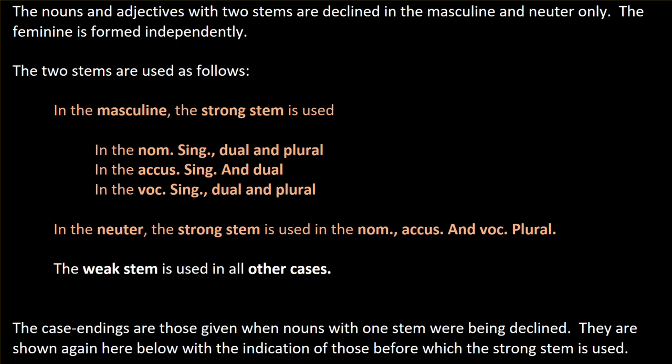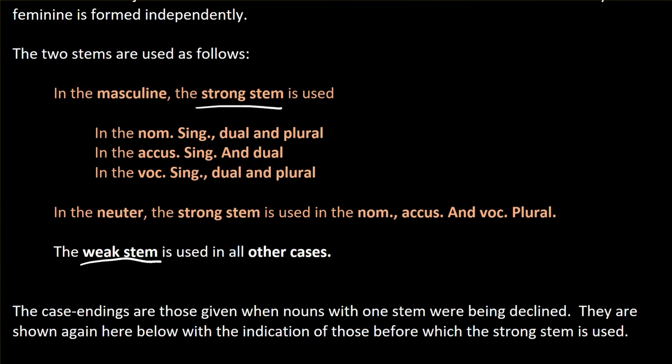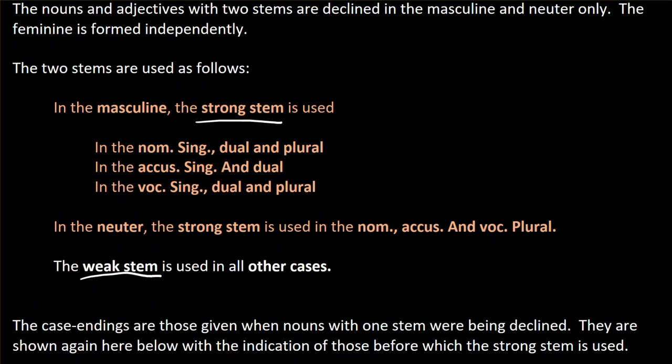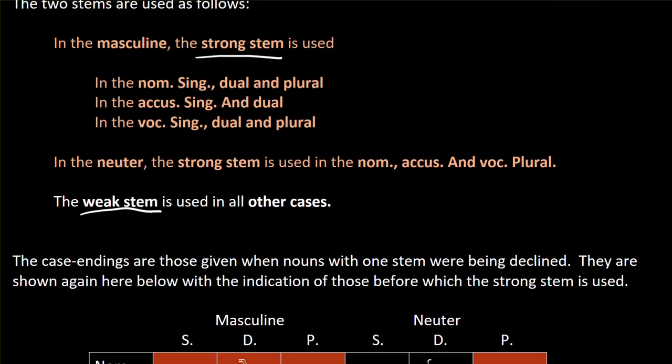Now you must be wondering, what about the rest of the cases? The rest of the cases is when you're going to use the other type of stem, and the other type of stem is called the weak stem. So you have a strong stem and you have a weak stem, and you will see what that is later on. So once you have your strong stem and your weak stem formed, then you're going to add the case endings.